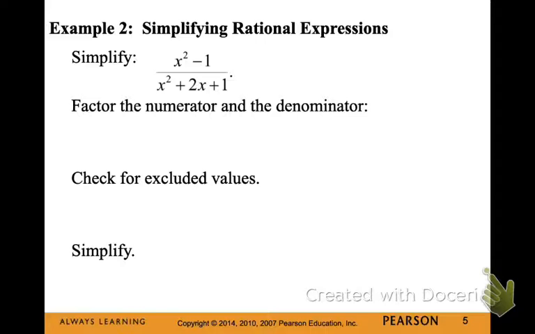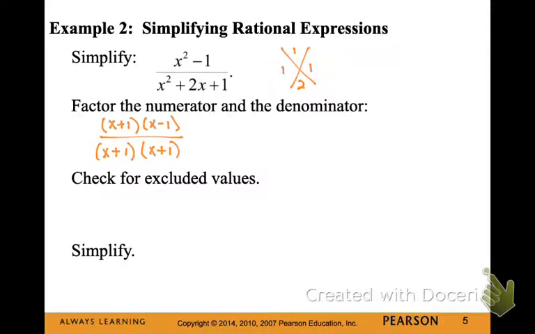So let's simplify this rational expression: x squared minus 1 over x squared plus 2x plus 1. Let's factor the numerator. I notice that's a difference of squares, and so it will factor as x plus 1 times x minus 1. I notice my denominator is a trinomial. Two numbers that multiply to give me 1 and combine to give me 2 are 1 and 1. So it will factor as x plus 1 times x plus 1.